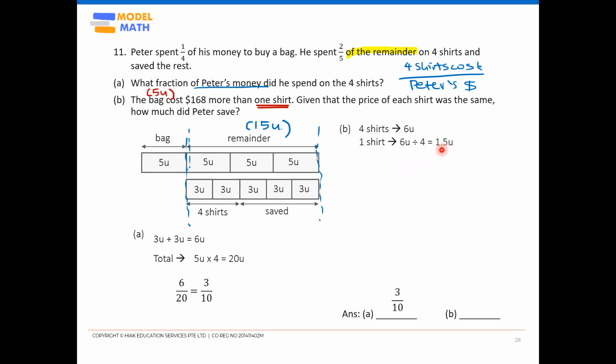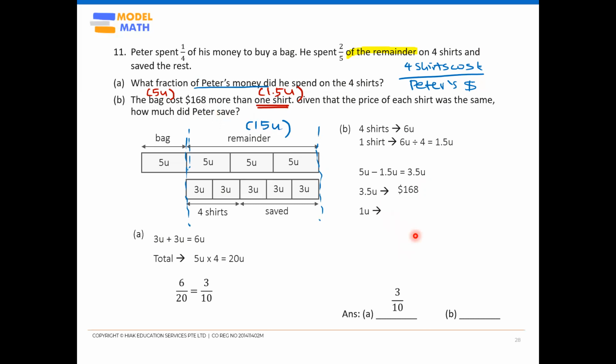Now don't worry at this point if you get a decimal number of units, it's okay. Although it can't be represented in the model, you just need to know that the cost units that belong to one shirt is 1.5 units. So in other words, now I can say this is 1.5U. I can now safely go on to take the difference, because 168 is the difference. So I find the difference between 5U and 1.5U, which is 3.5 units. And this 3.5 units will then represent the $168 difference.